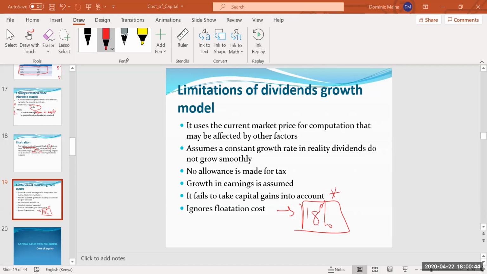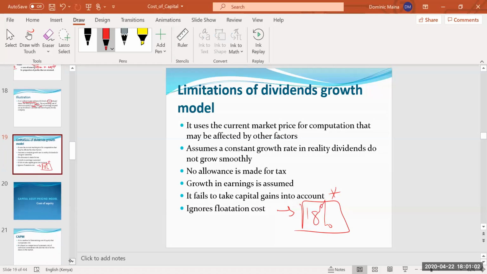Those are some of the assumptions of the model, which, of course, we said become the limitation of the model. And that marks the end of the dividend evaluation model. Any questions, don't forget to raise your hand, or you can use the chat.